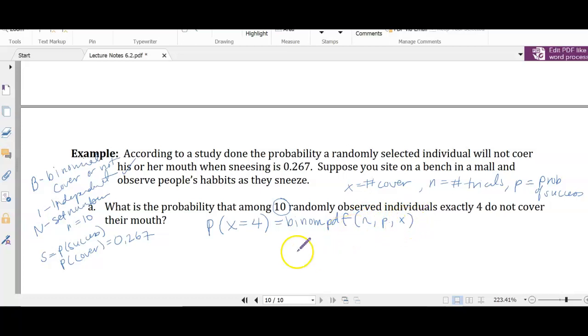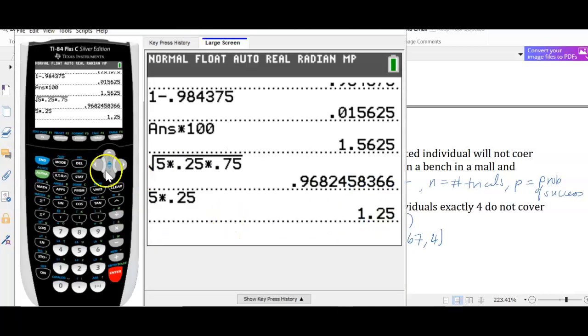So in this case, my number of trials is 10. Probability of success is 0.267. How many I want to see exactly is going to be 4. And you should notice that if you do your bins, you basically figure out what goes at each of these spots. Okay, so let's go through and do it real quick.